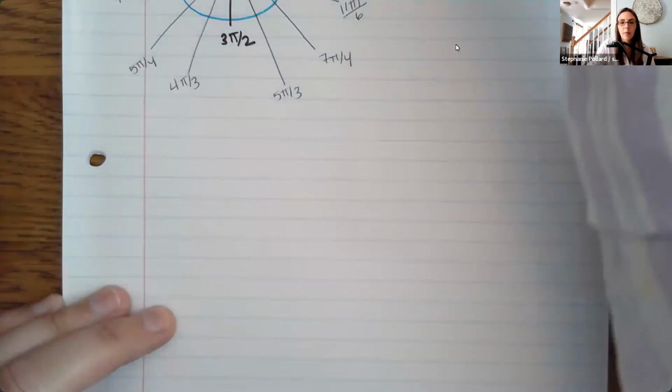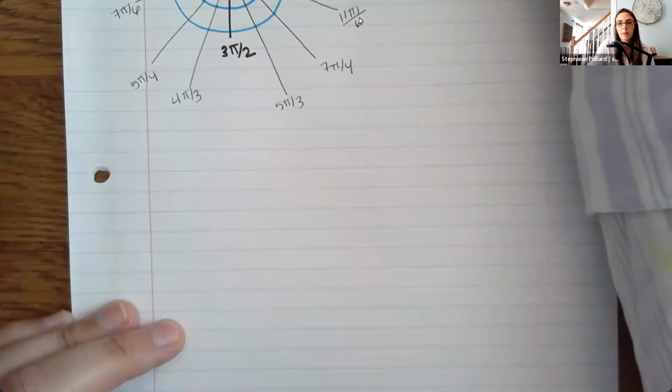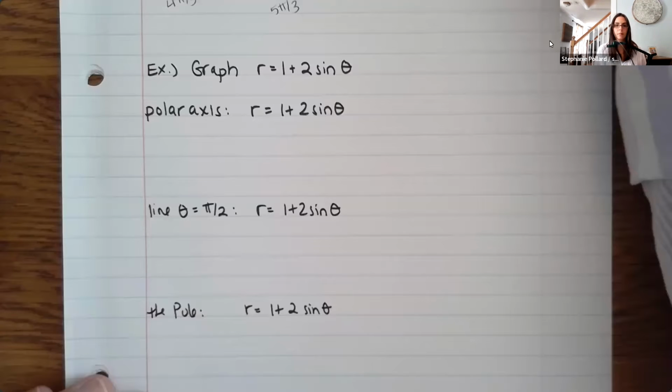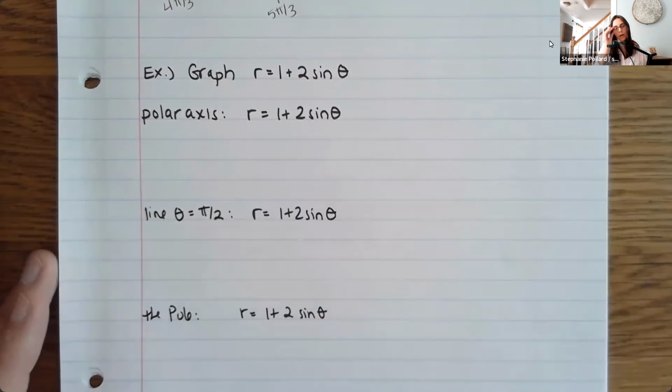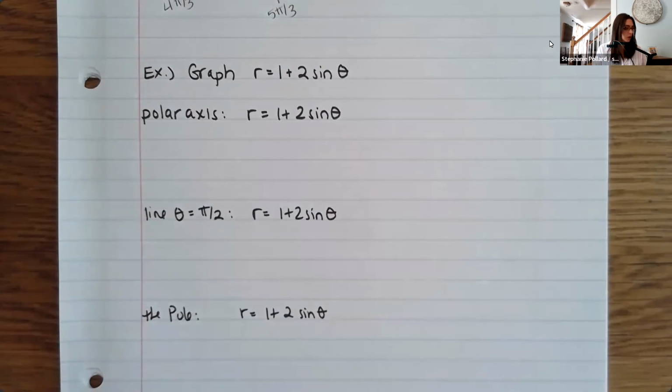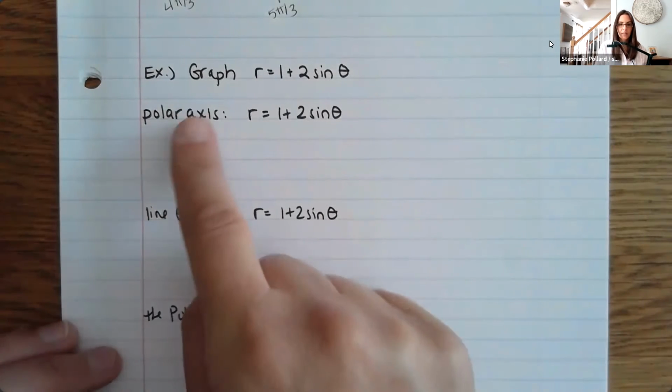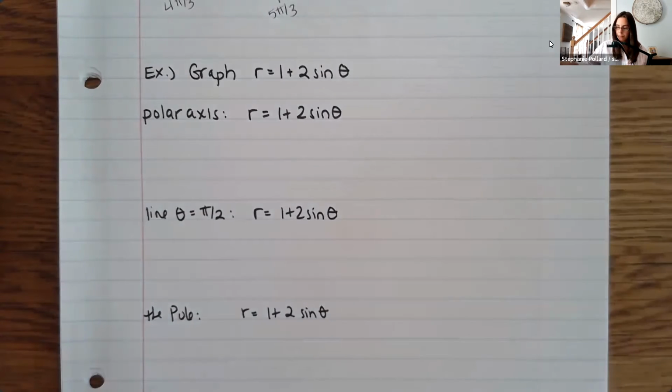All right, let's do one more example. Okay, so here's the example we're going to do next. We're going to graph r equals 1 plus 2 sine theta. And first, before I start making a table, I am going to check for symmetry to see if there's anything helpful there. So I have the 3 forms of symmetry ready to go and set up.